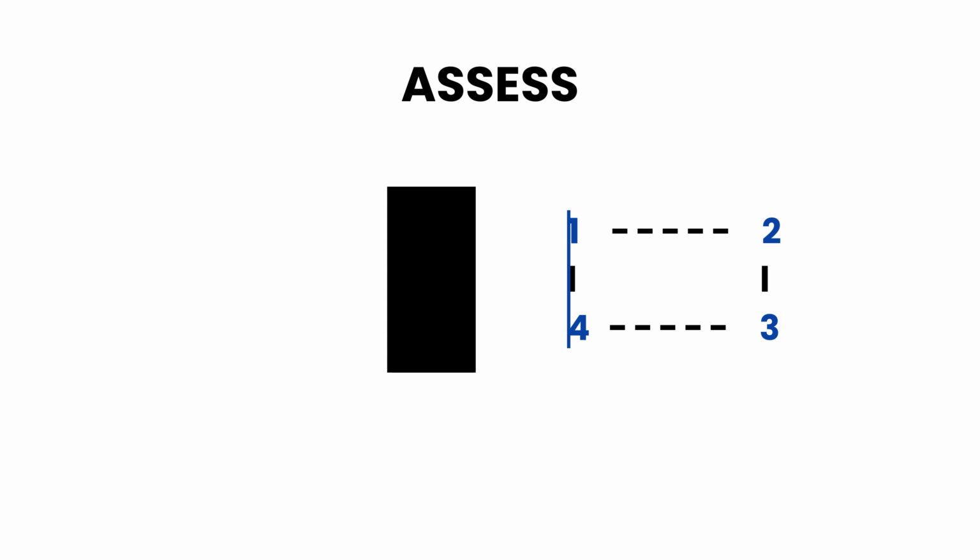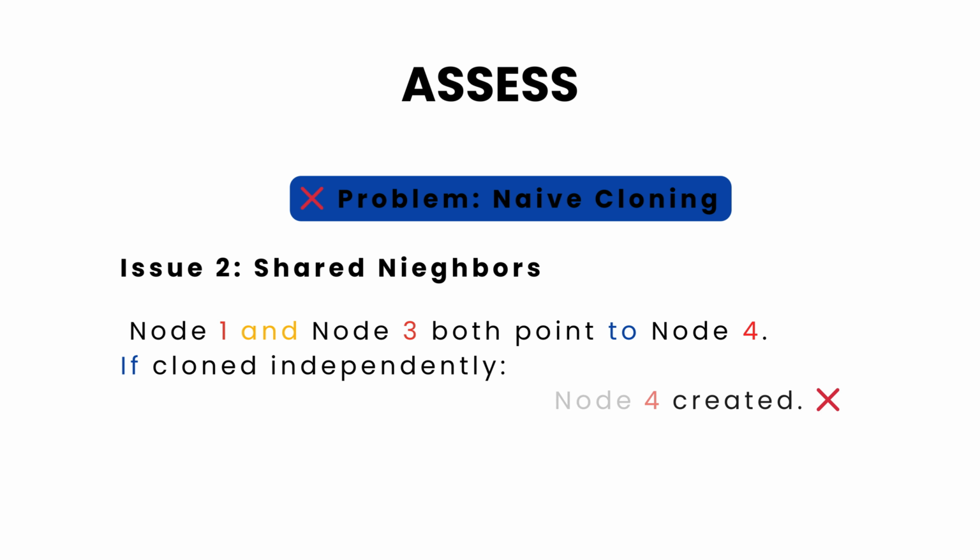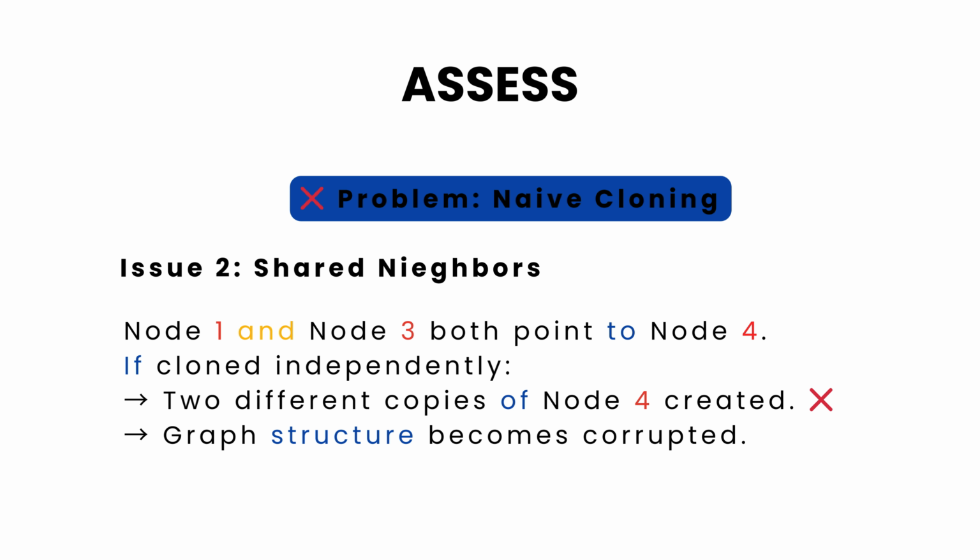Let's assess the challenges. Graphs can have cycles, so a naive recursive or iterative copy may loop forever. Nodes might be shared among neighbors. If you clone each node multiple times, the structure gets corrupted. We need a way to remember which nodes we've already cloned, so we can reuse the correct references.